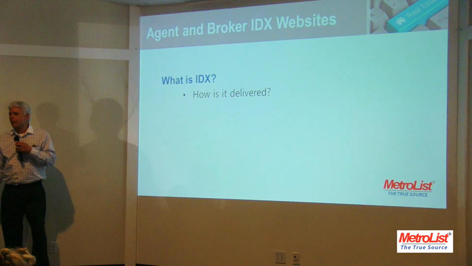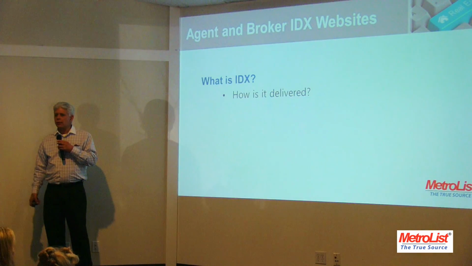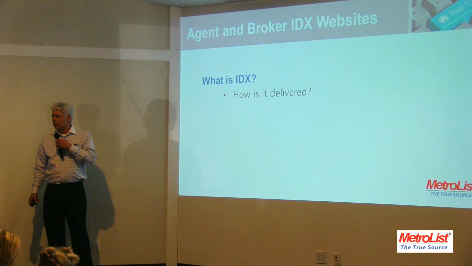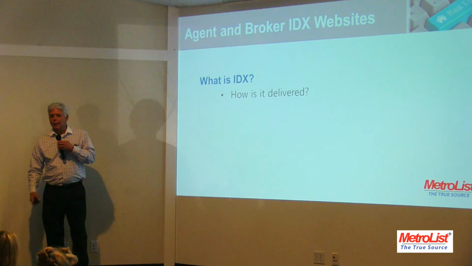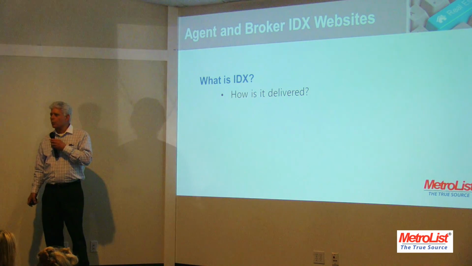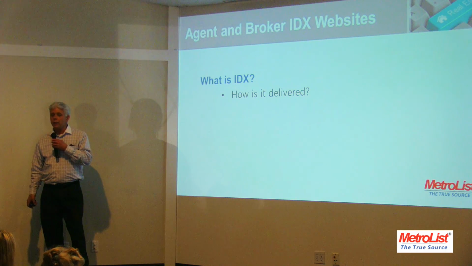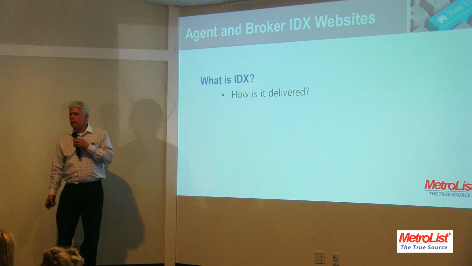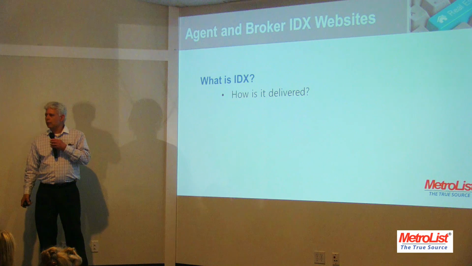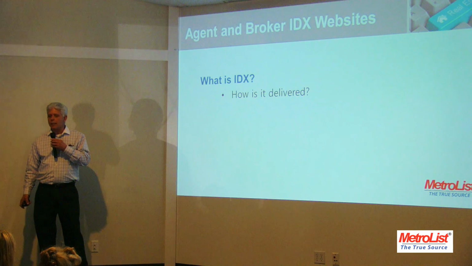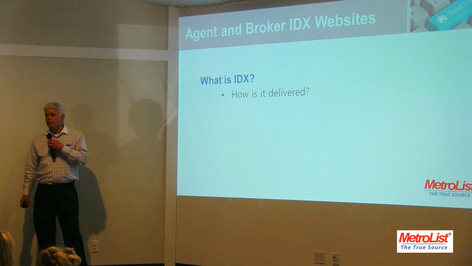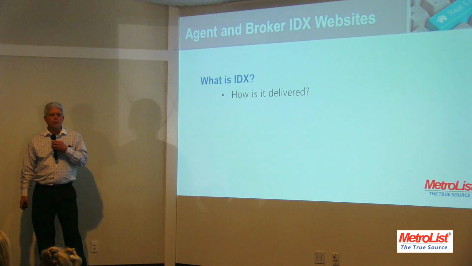And how is it delivered? Well, Metrolist compiles all of this listing information into the Prospector system. We then license that information back to participants and subscribers, usually through a vendor that will pull data through a filtered raw data feed. They then take that information, build it into products and services, websites and things like that, which they'll resell or license back to you for use in your real estate business and to help you market your listings.